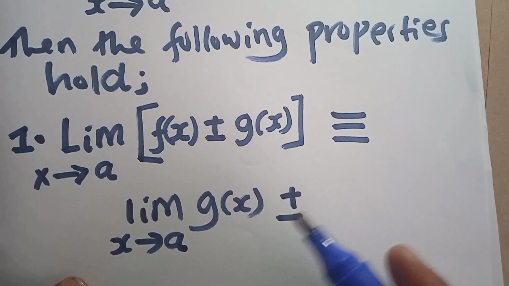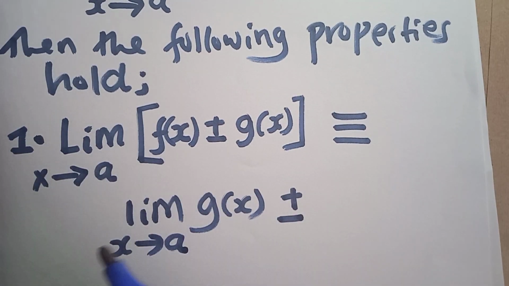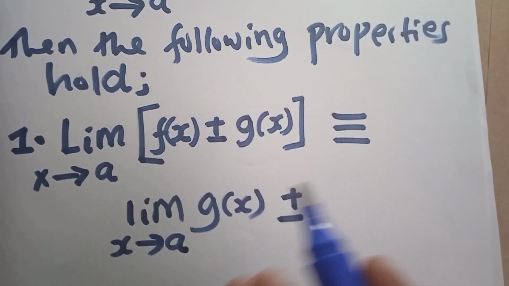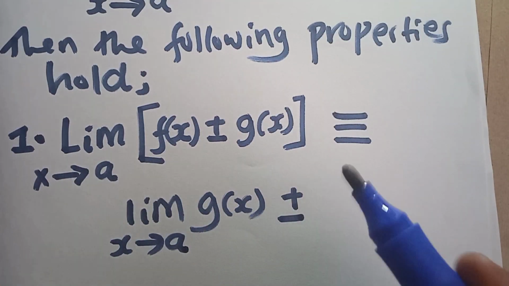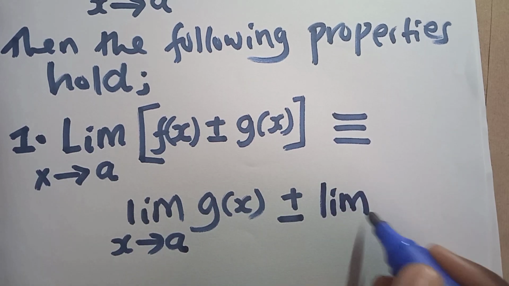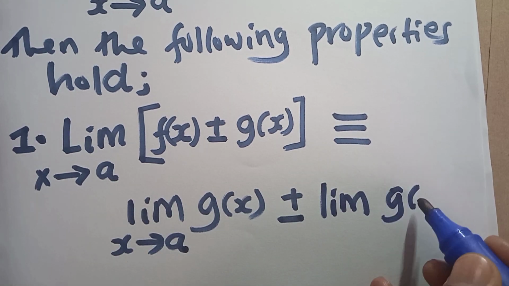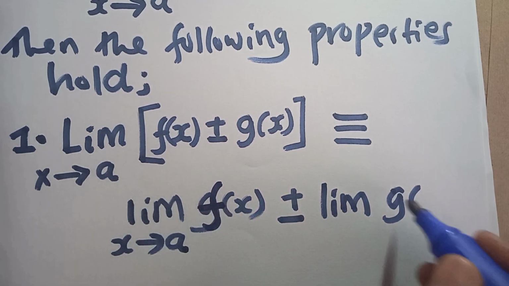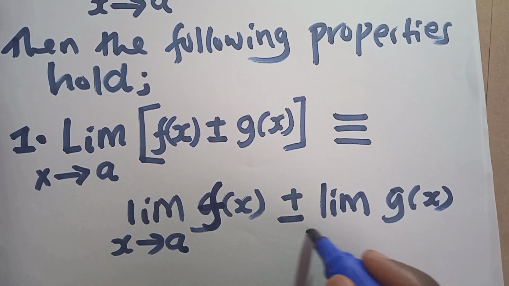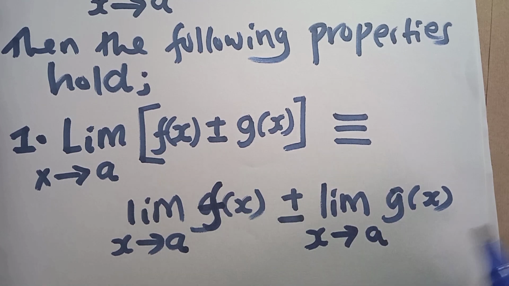If you are doing number theory, you call this the distributive property. But in this case, just evaluate the limit of the first and the limit of the second. So this is the limit of f of x plus the limit of the second function, g of x, as x tends to a.